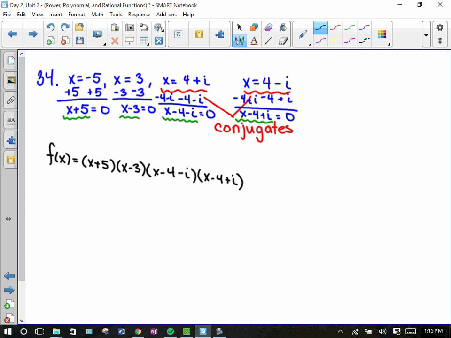What I'm going to do is always multiply my conjugates together. If I have more than one pair of conjugates, I multiply this pair and I multiply that pair together, because it gets rid of the i's. If you have 4, you multiply 2 by 4.